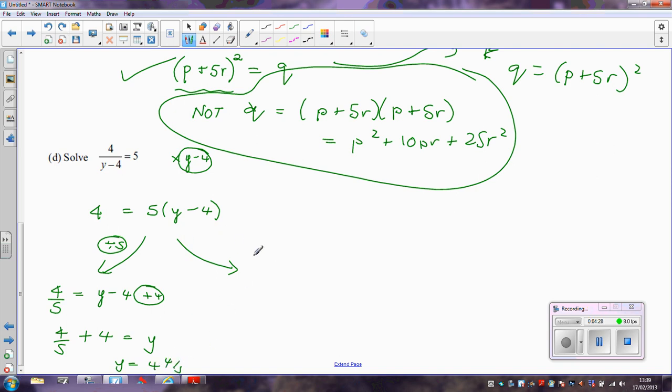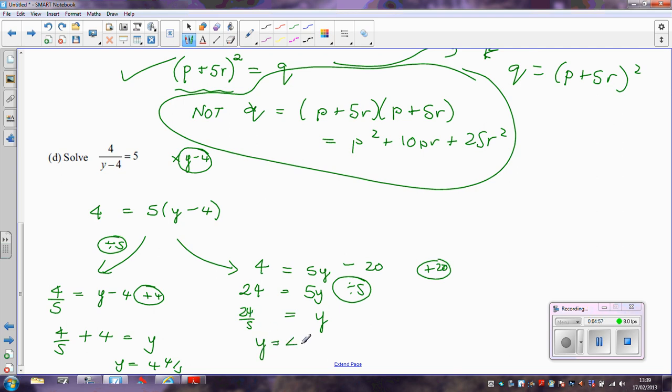The alternative is to remove the brackets on the right-hand side. So I'll leave the left-hand side alone for now. Removing the brackets, I get 5y minus 5 times 4, which is 20. If I now add 20 onto both sides, the left-hand side becomes 24, and the right-hand side is 5y. I'm now going to divide both sides by 5, and I get y is equal to 24 divided by 5. If I work that out, though, 24 divided by 5 is, again, 4 and 4/5, or you could have either of those as 4.8.